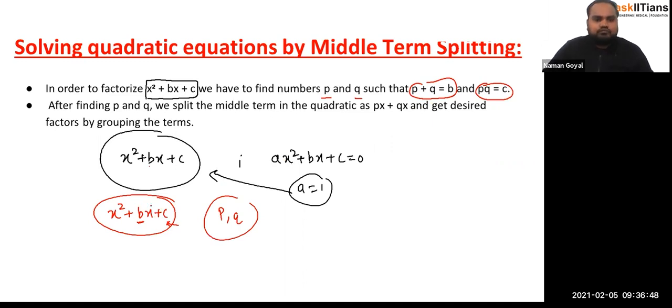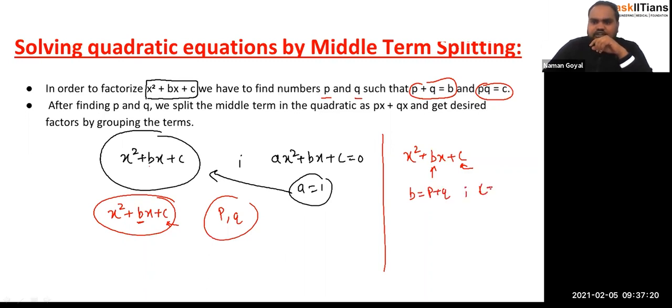Okay, so in middle term splitting, if there is a quadratic polynomial or equation x square plus bx plus c, for factorizing this we need two numbers whose product is this number, and the sign over here is plus, so that their addition is that number. Okay, are you getting my point? Such that b is equal to p plus q and c is equal to pq. So now we have to put the value of b as p plus q and c as pq.